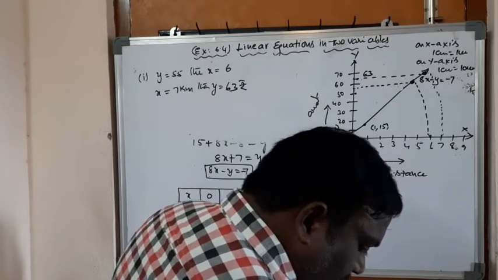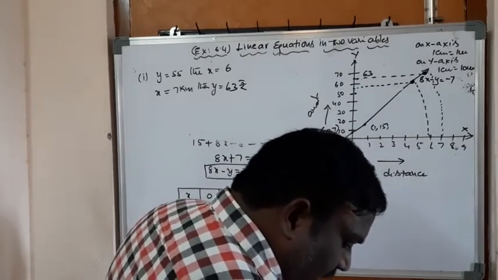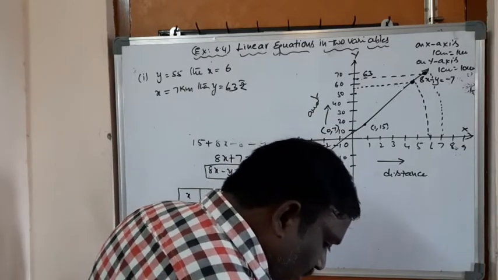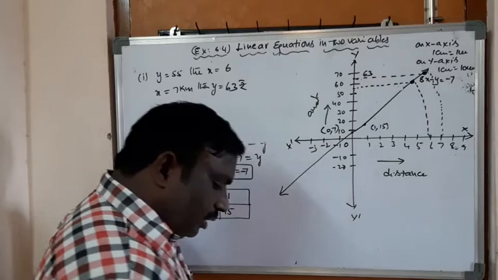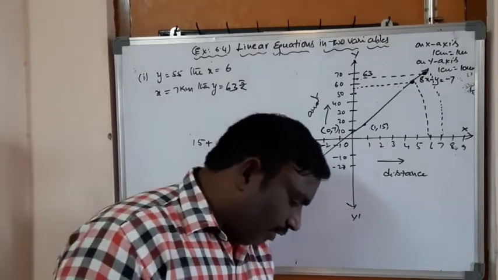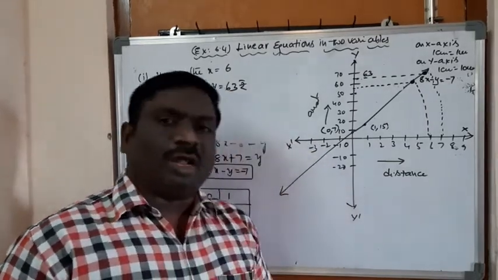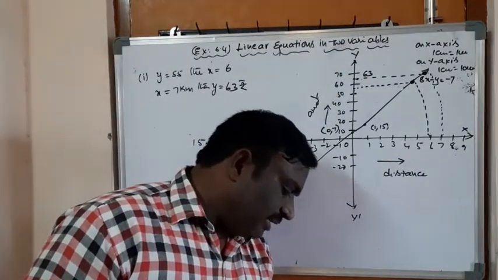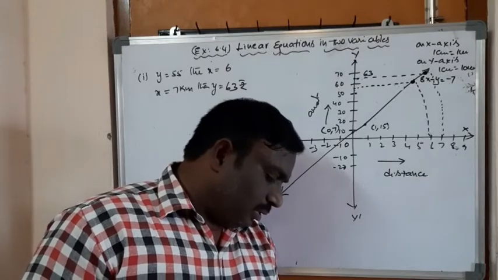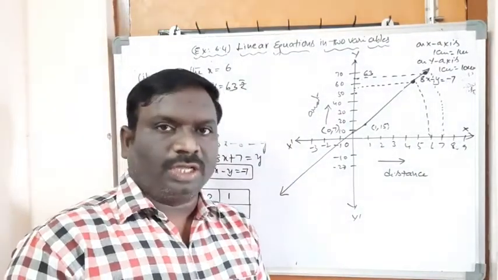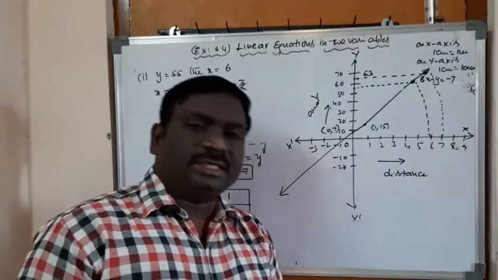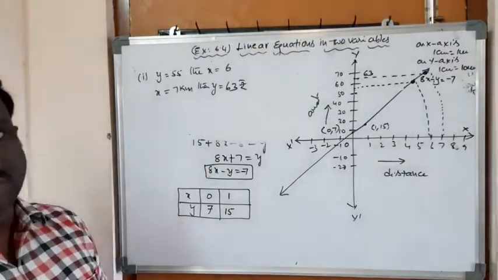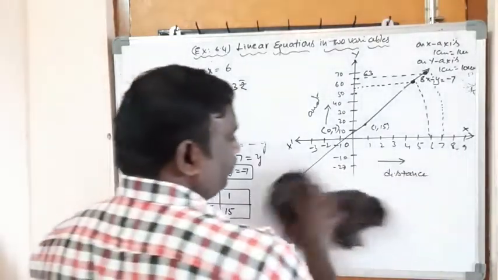Coming to the sixth question, Samira was driving a car with uniform speed of 60 km per hour. Draw the distance time graph of the distance traveled by Samira in 1.5 hours. So they gave only speed. We know the relation: distance equal to time into speed. Distance equal to time into speed.